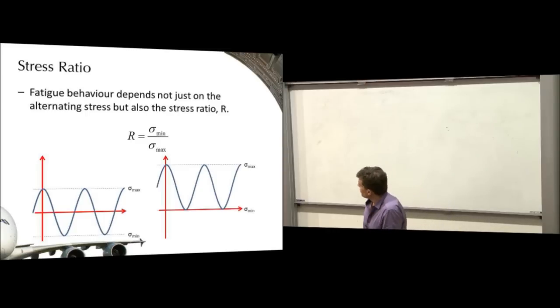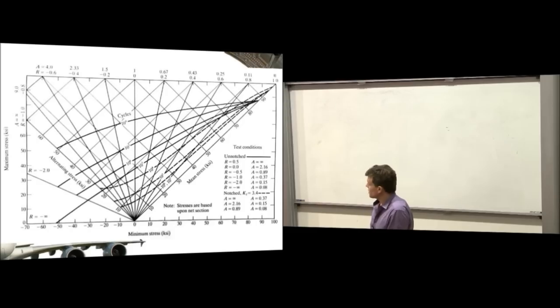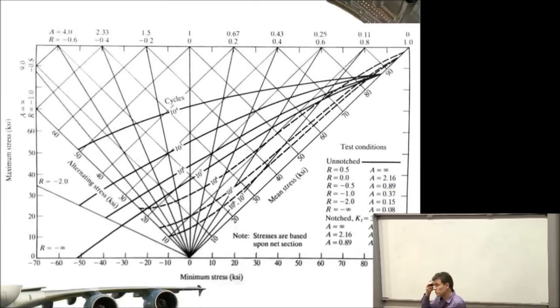Now, this is complex data here, which I won't go through in class, but it's in one of your tutorial questions. Basically, this is a two-dimensional representation of our SN curve. So instead of just accounting for the alternating stress, we're accounting for the alternating stress and the mean stress, or the maximum stress and the minimum stress.